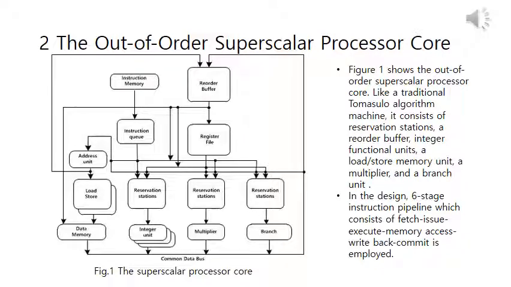Figure 1 shows the out-of-order superscalar processor core. Like a traditional Tomasulo algorithm machine, it consists of reservation stations, a reorder buffer, integer function units, a load-store memory unit, a multiplier, and a branch unit. In the design, a 6-stage instruction pipeline, which consists of fetch, issue, execute, memory access, write-back, and commit, is employed.